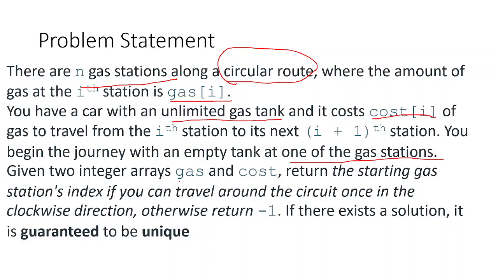You are given two arrays, gas and cost. Return the starting gas station where you can travel around the circuit once in the clockwise direction. Otherwise return -1. This is important too: if there exists a solution, it is guaranteed to be unique. So what are they asking?